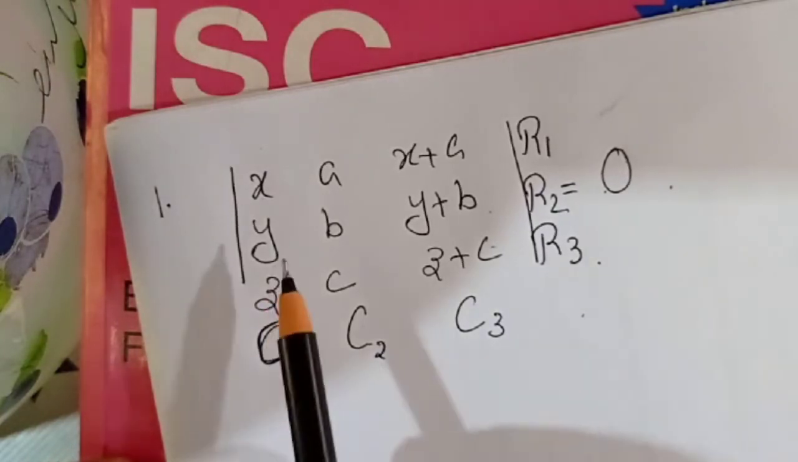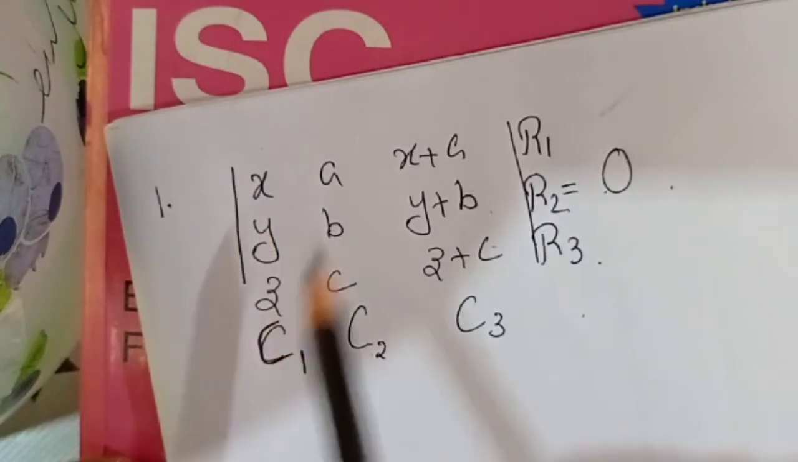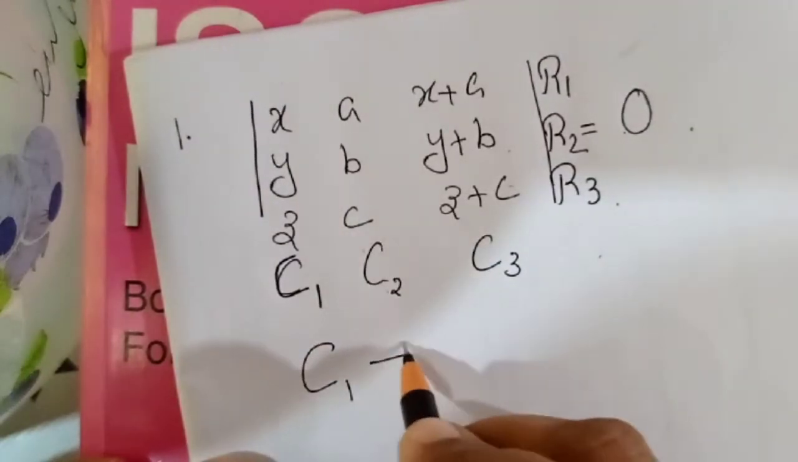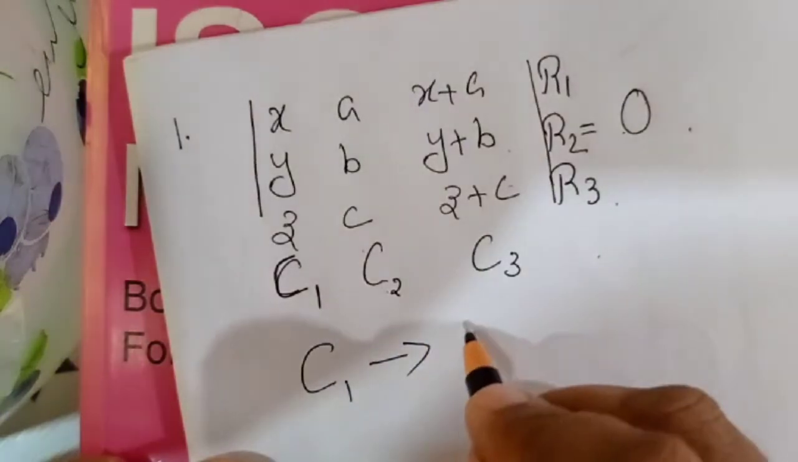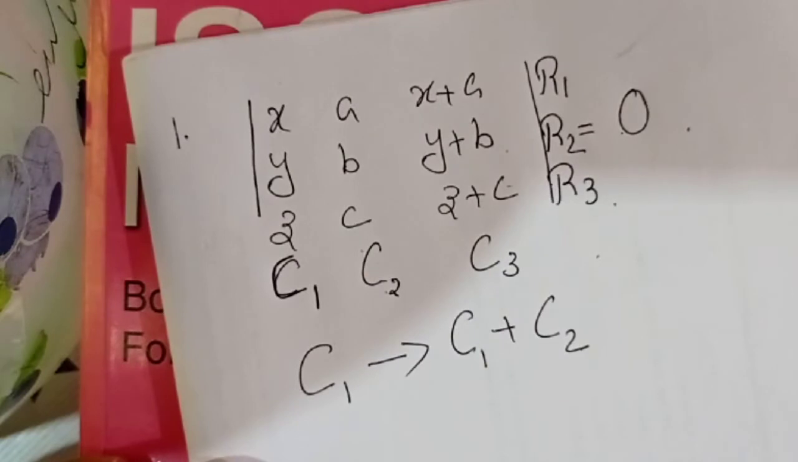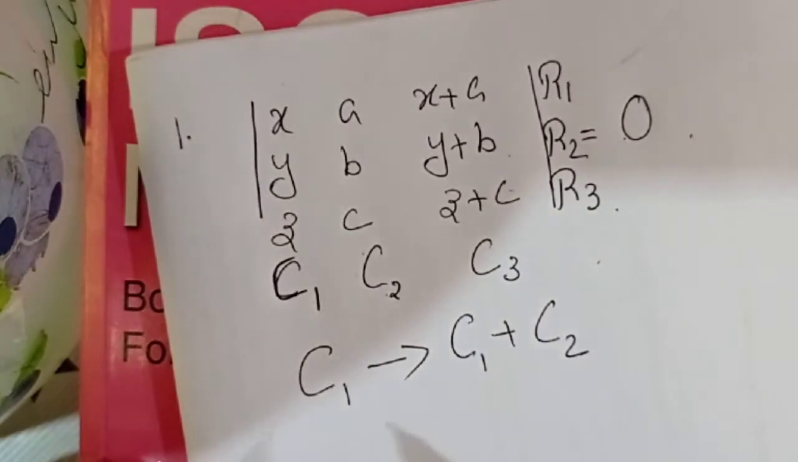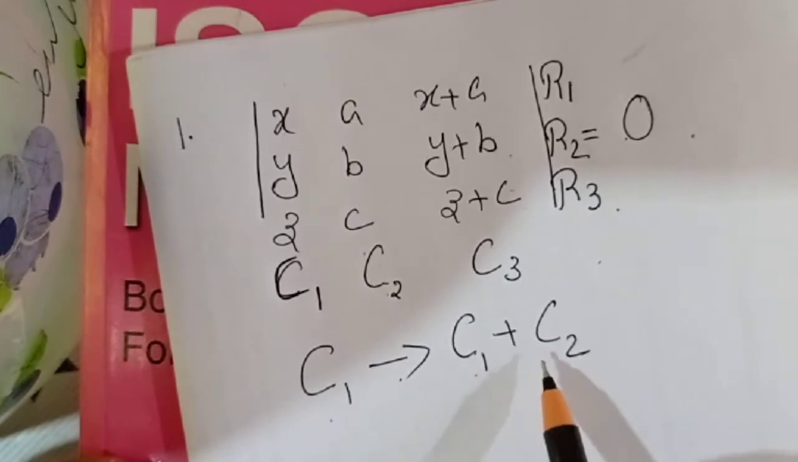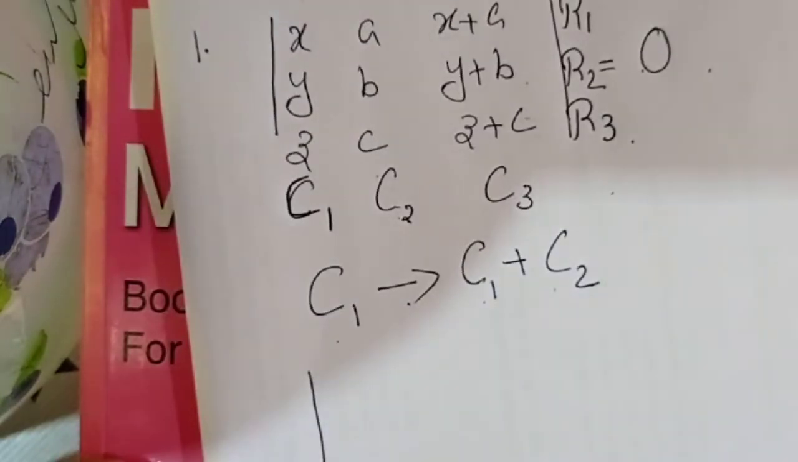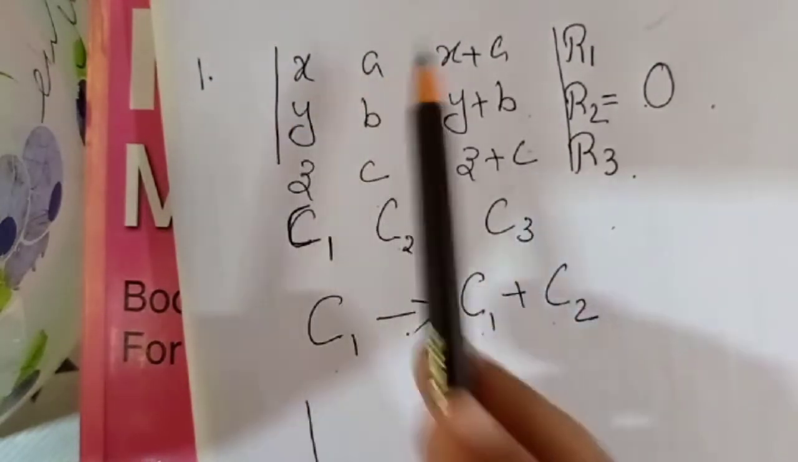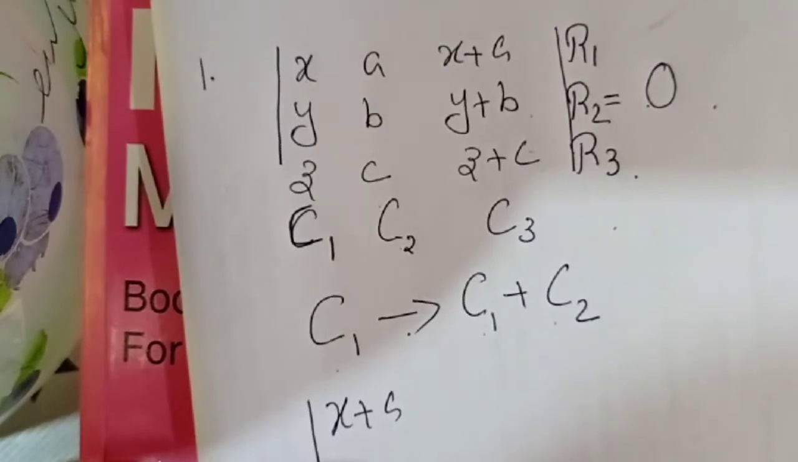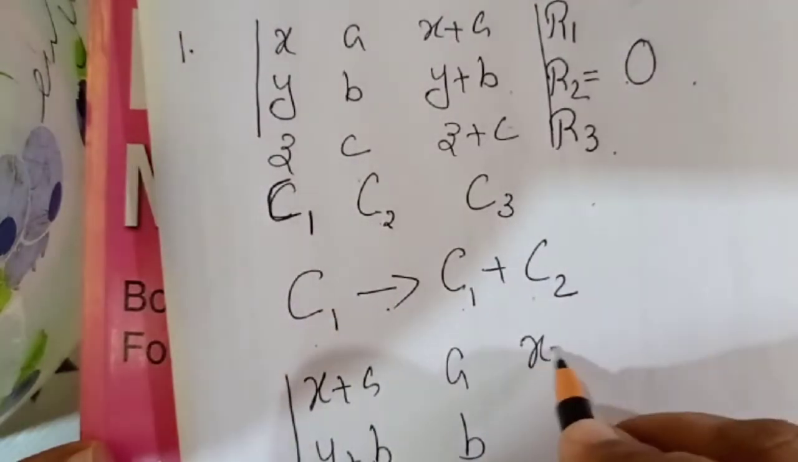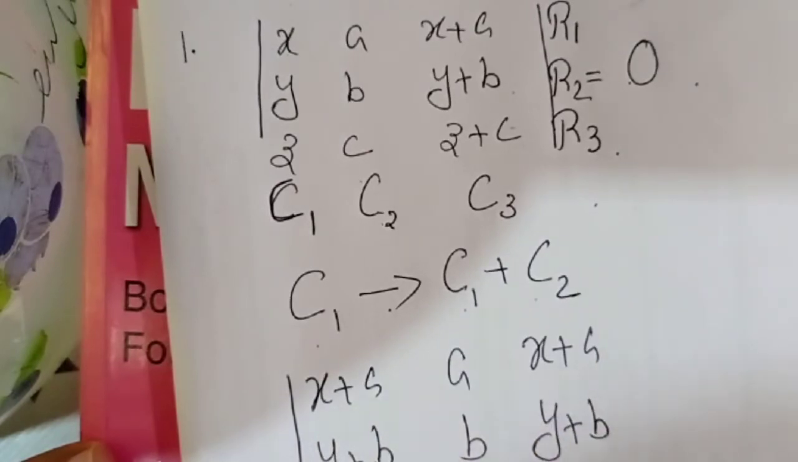Now, look at the first 2 columns, x, y, z and a, b, c. I am going to do this step: the first column changes to C1 plus C2. I am adding the first 2 columns. Therefore, C1 changes to C1 plus C2. Now the determinant: C1 changes to x plus a, y plus b, z plus c, and C2 has no change, a, b, c, and C3 also has no change, x plus a, y plus b, z plus c.